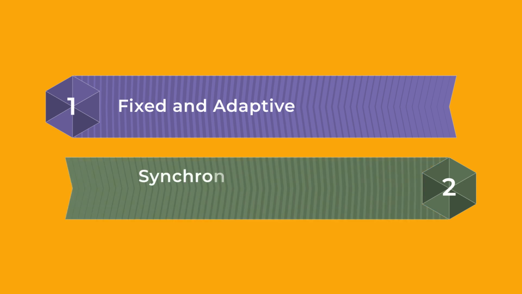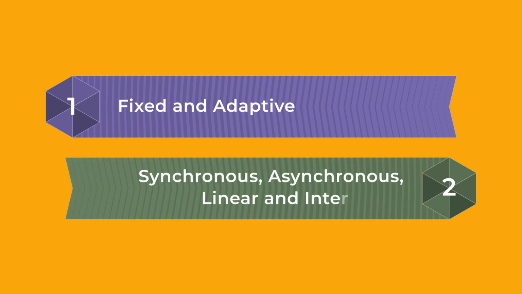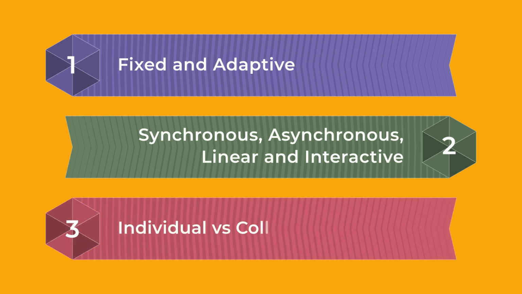Part 1 will look at fixed and adaptive e-learning styles. Part 2 will focus on synchronous, asynchronous, linear, and interactive e-learning, while Part 3 will cover individual versus collaborative e-learning, as well as items to consider when choosing an e-learning type. Each part will also go over which situations work best with each style, as well as the pros and cons.